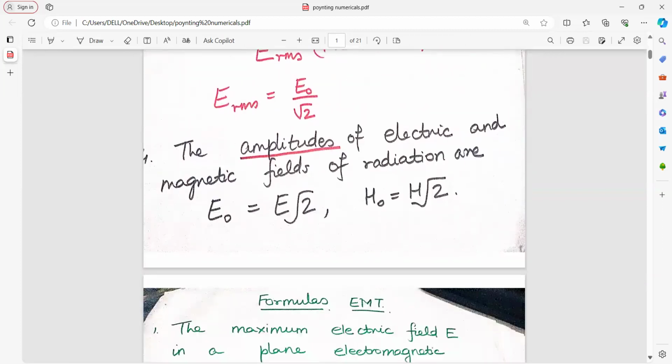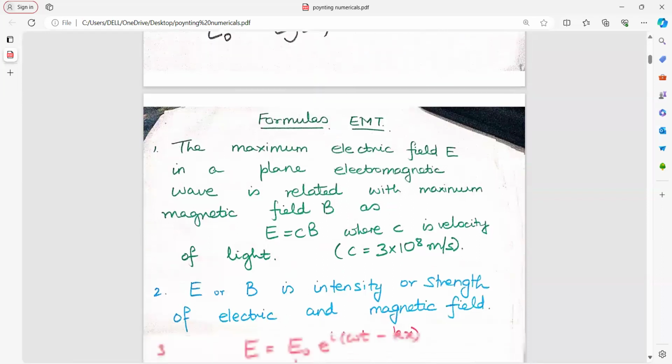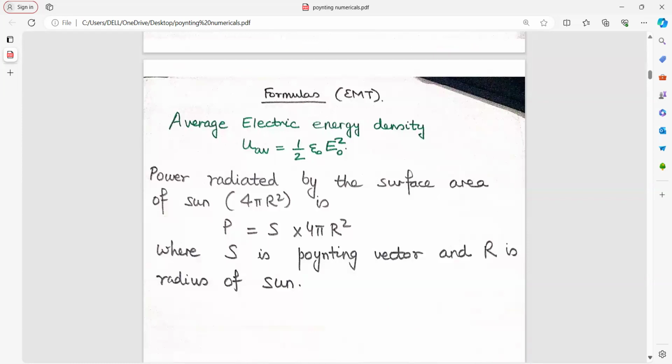Now, the amplitudes of the electric and magnetic fields of radiation are E naught equal to E into root 2, and H naught equal to H into root 2. Then the average electric energy density is given by half epsilon naught E naught square, and the average magnetic energy density is given by half mu naught H naught square.